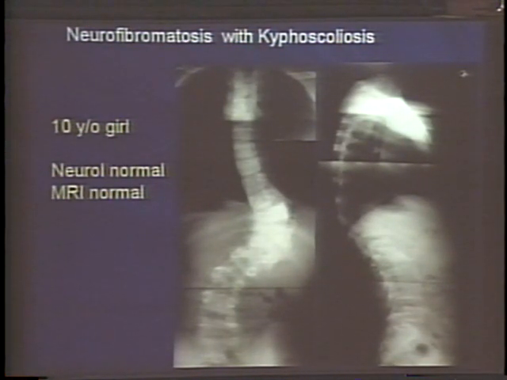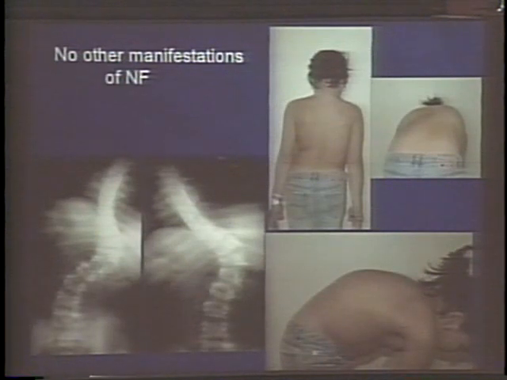This is another problem in kyphosis. This is neurofibromatosis with the scoliosis that you see and the thoracolumbar junction kyphosis. Neurologically, the young lady was normal. Her MRI was normal with no neurofibroma visualized. And she had no other manifestations except the kyphoscoliosis. I think we can see a cafe au lait spot here, and she had multiple cafe au lait spots. And her bending demonstrates the rigidity, and I think we can appreciate the very wedge-shaped apical vertebra at thoracic 12.